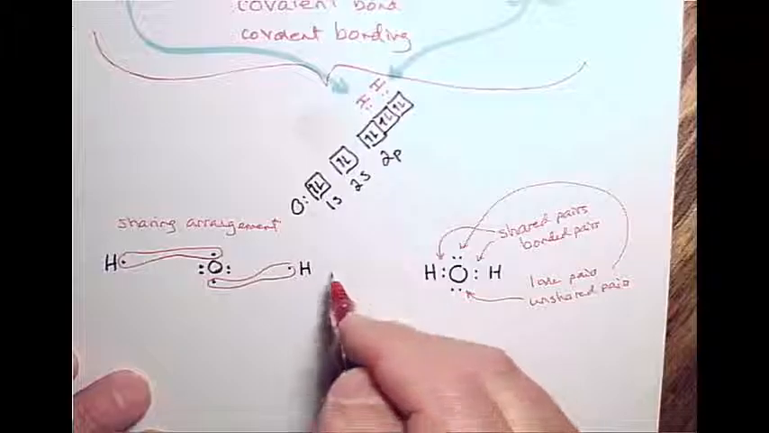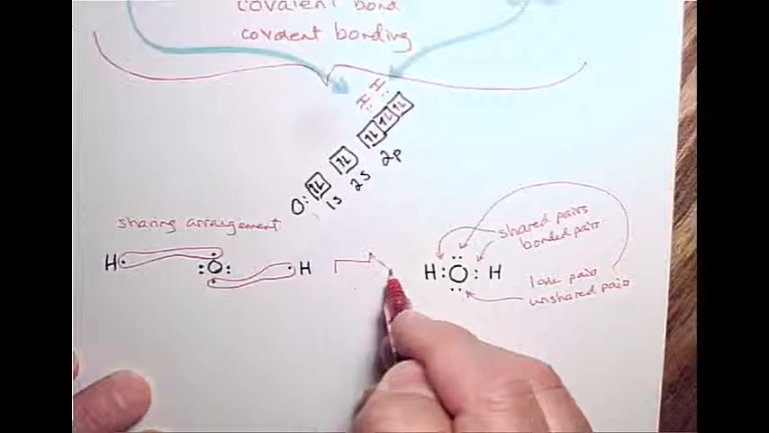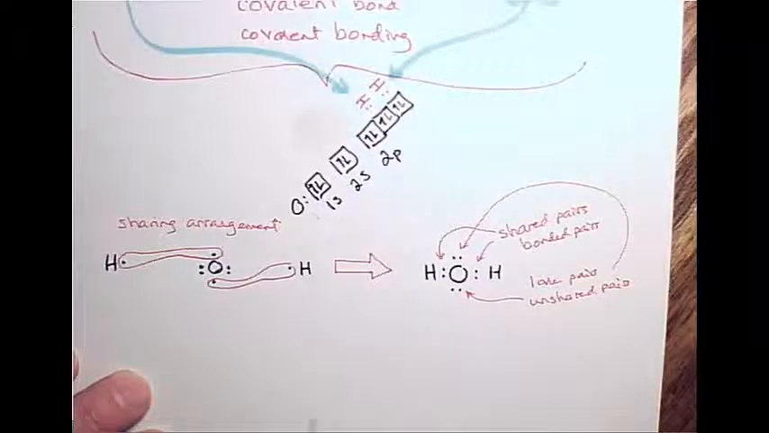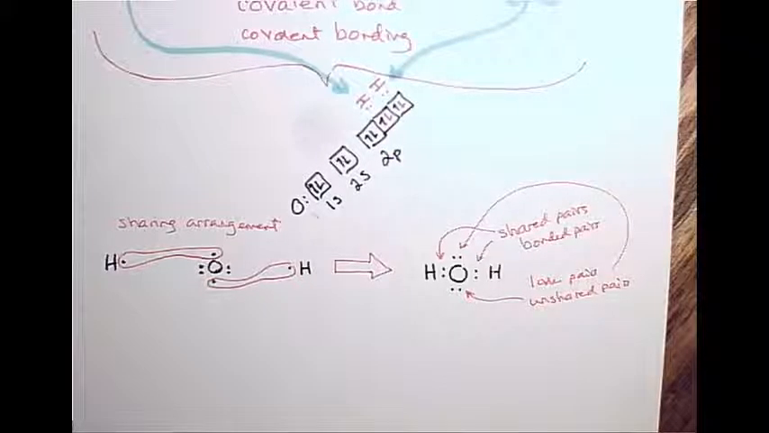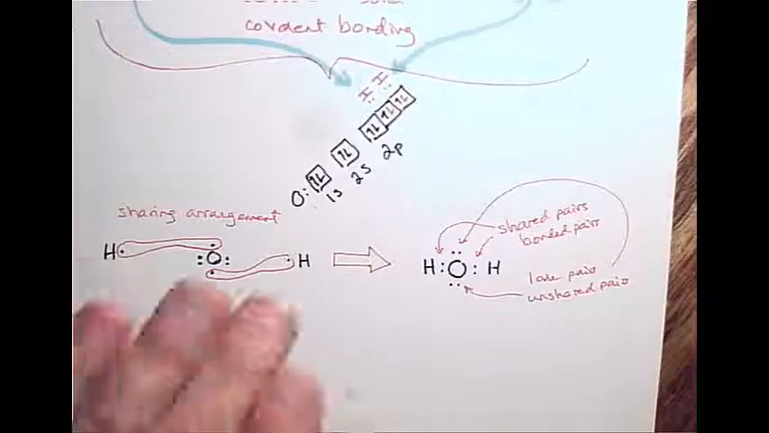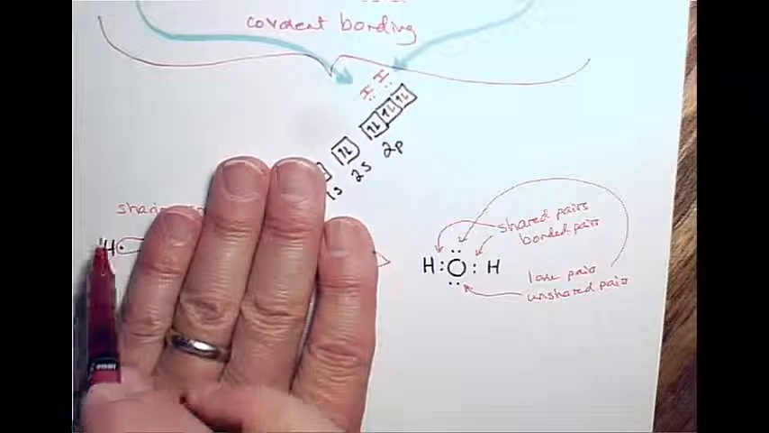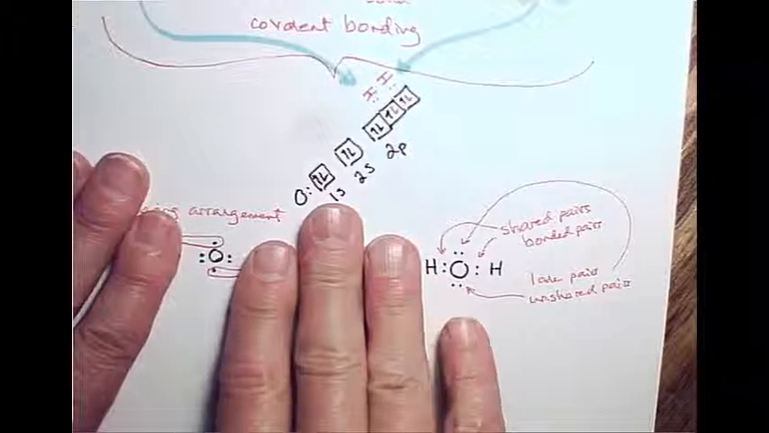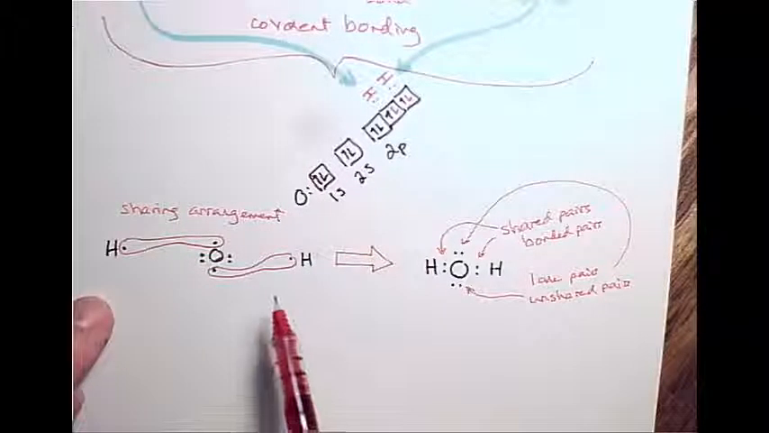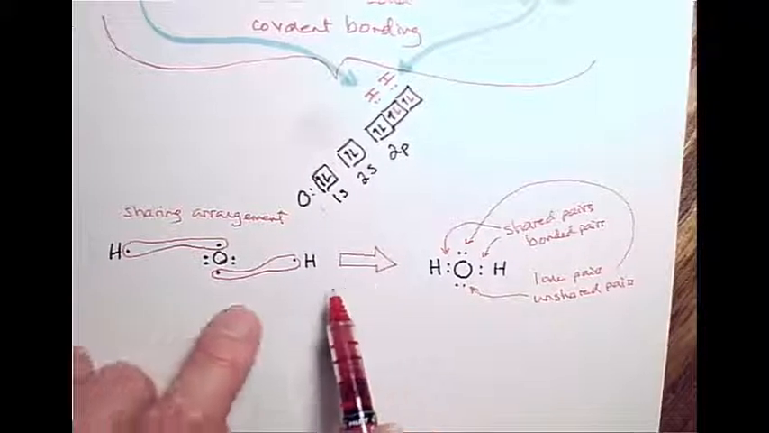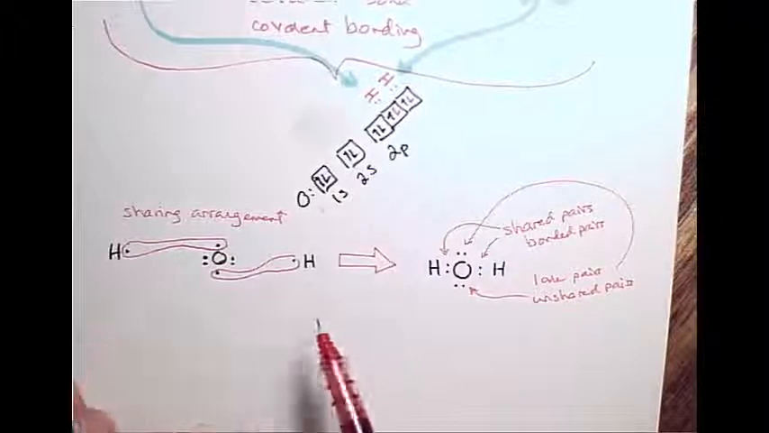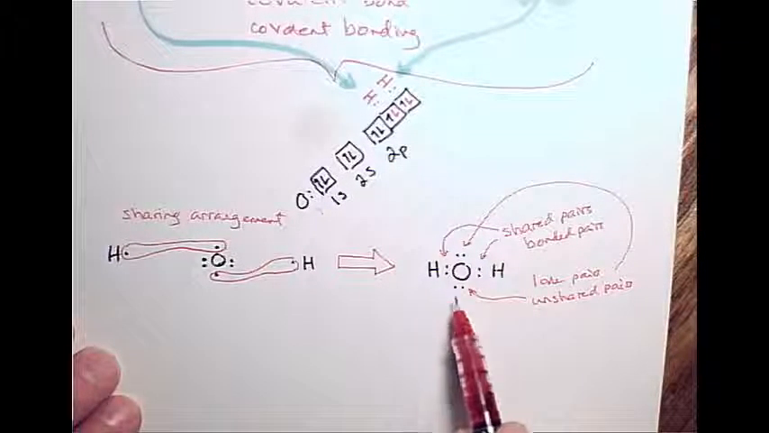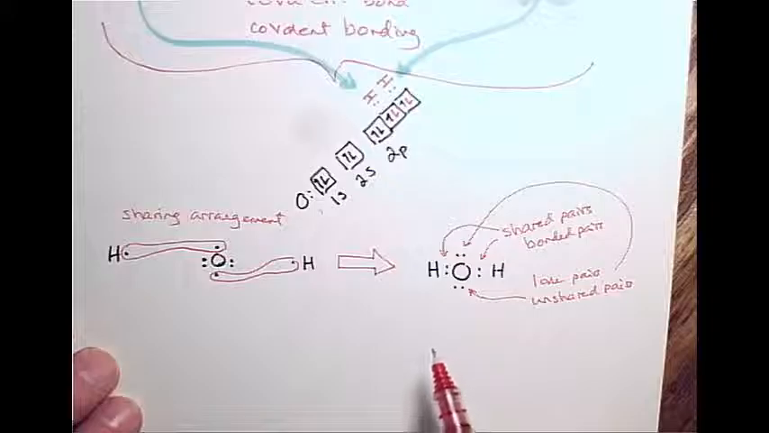So we're going from this sharing arrangement to this, and this arrangement here is called a Lewis dot formula. Okay? We're taking an electron dot formula. This is an electron dot formula. We're putting it together into a sharing arrangement and then transferring that over, condensing it a bit to get this Lewis dot formula. Okay?